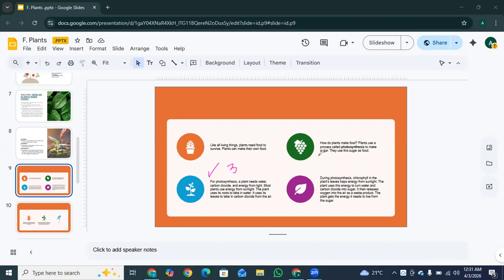Okay. The next one is how do plants make food? As I have told you, plants use a process called photosynthesis to make food. Okay. This food is called sugar. They use this sugar as food.